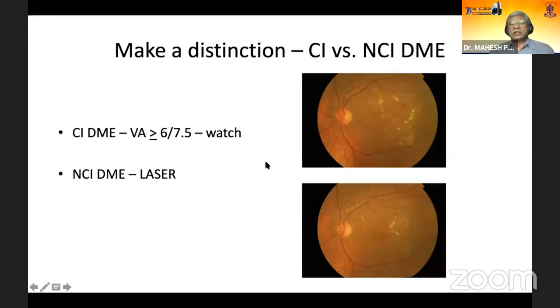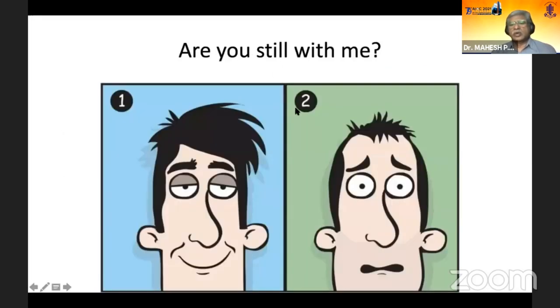We need to make a distinction. So here we talked about persistent edema with a vision of 6/7.5 or better, even if there is center involving macular edema. But if there is a non-center involving macular edema, then we go ahead and do a laser photocoagulation and we don't observe these patients. So I hope you're still with me.